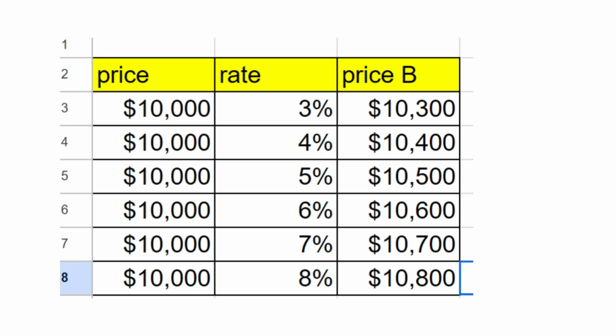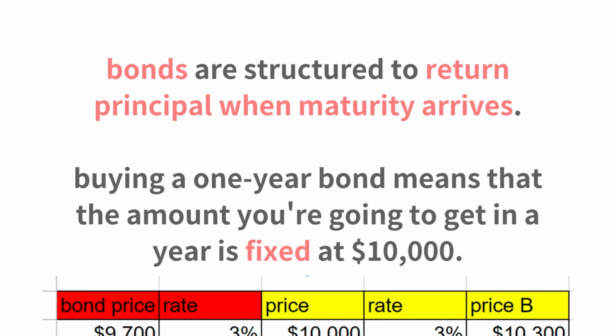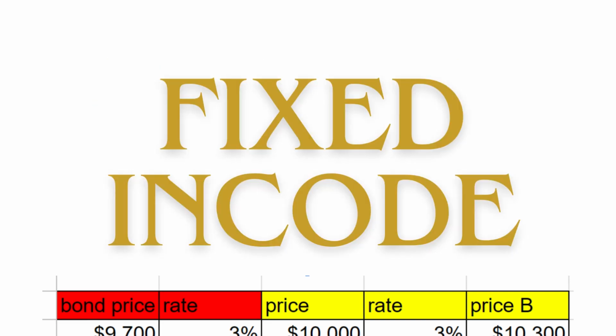But the correlation between the value of bonds and interest rates has a slightly different principle. Let's take a closer look at this in the following table. As I explained earlier, bonds are structured to return principal when maturity arrives. So, buying a 1-year bond means that the amount you're going to get in a year is fixed at $10,000. For this reason, bonds are called fixed income, because the amount you will receive is fixed. So the price of the bonds we buy means how much we pay now for the $10,000 that we'll get back in a year. Interest rates play a role in discounting the price when purchasing bonds.